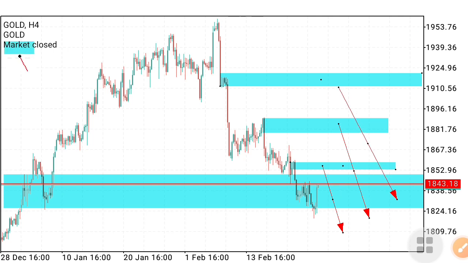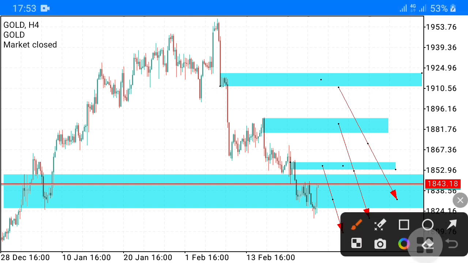But if we see a move, let's say gold going up here, passing through and then getting back here, then we can take our buy from here, targeting that zone up there, somewhere like that. It's a really weird drawing, but I'm just showing you what might happen.